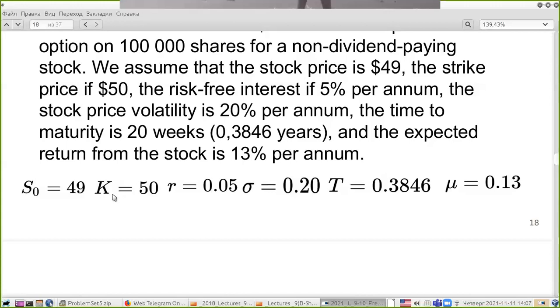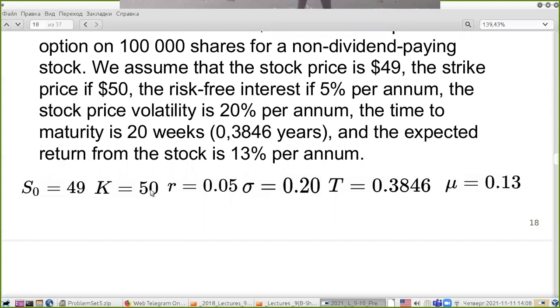If we bought a call option with strike price 50, and we are waiting, and at the end of the 20 weeks we see that the market price of the stock is more than K, for example 60, so, hooray! You win, and your profit is 60 minus 50. If it is 70, your profit is 20, and so on.